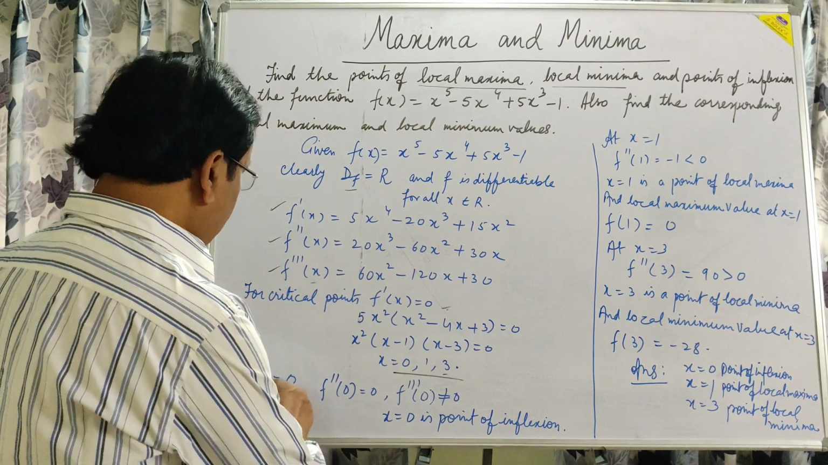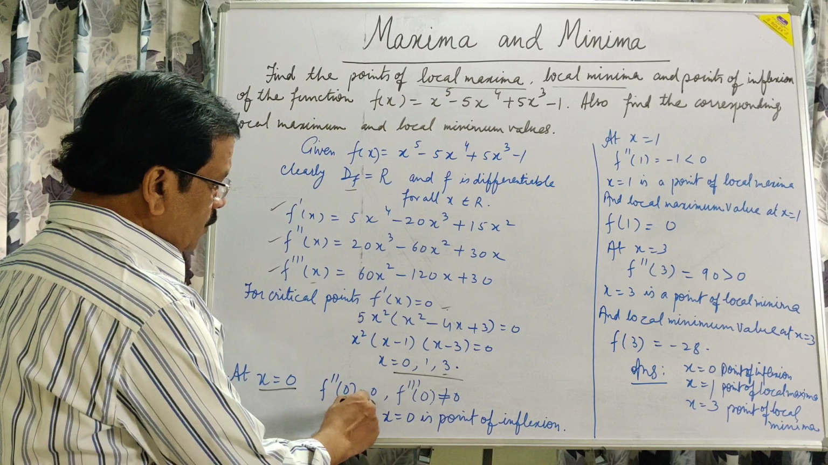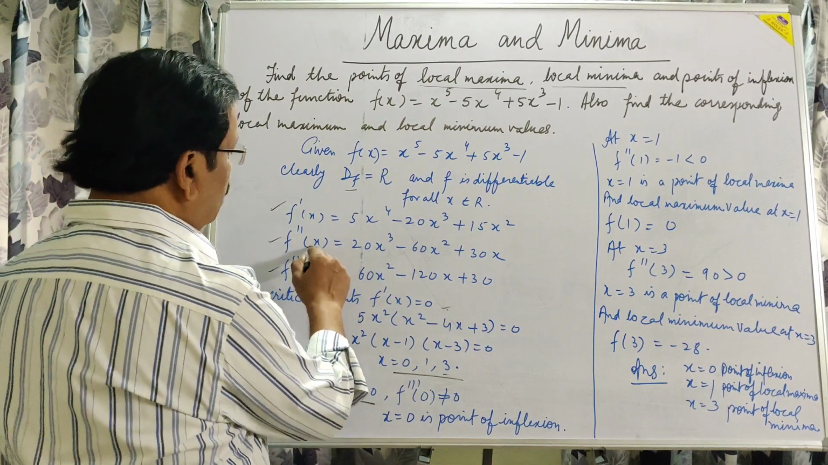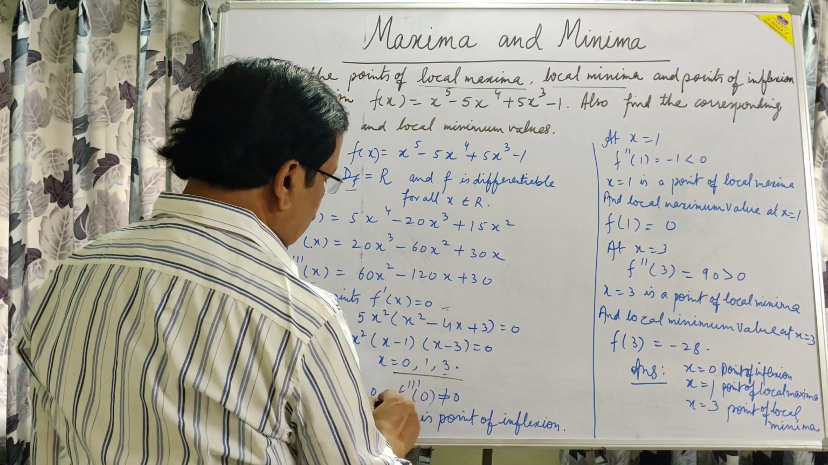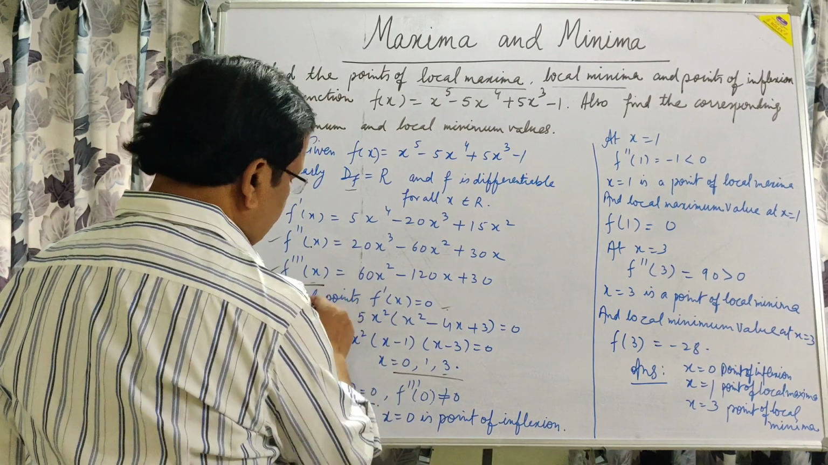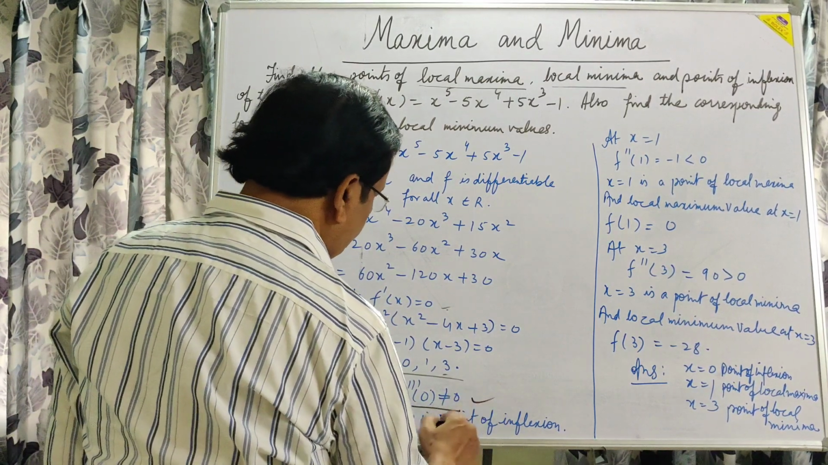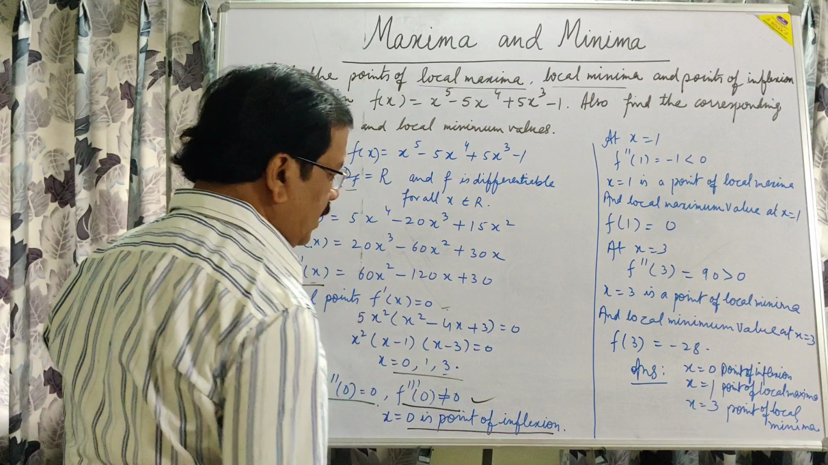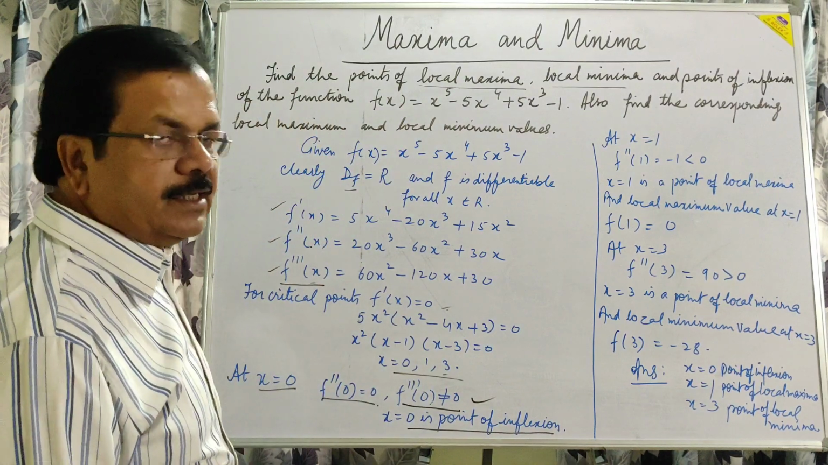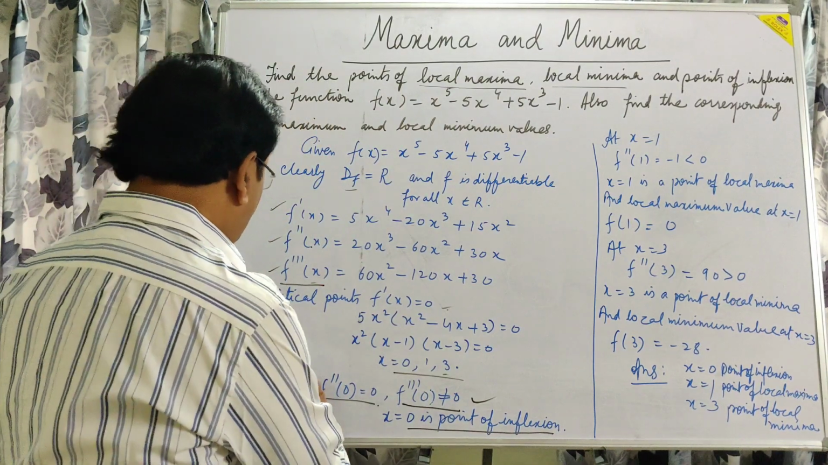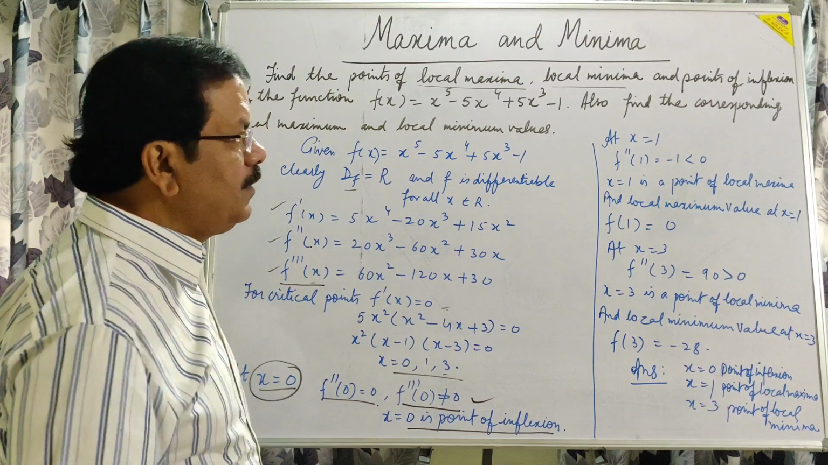Now take x equal to 0. At x equal to 0, f double dash 0 is 0, and f triple dash 0 is not 0. That is the condition for a point of inflection, and that is why x equal to 0 is the point of inflection.